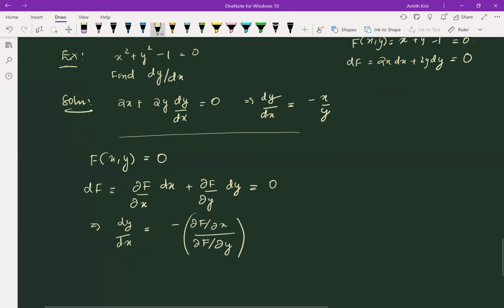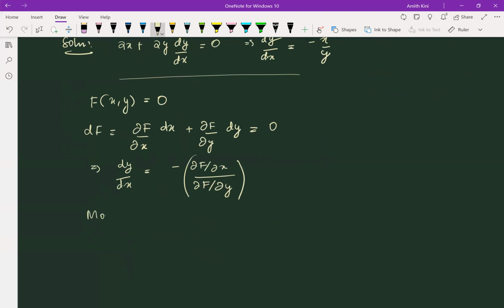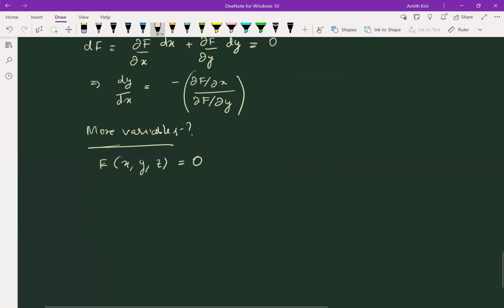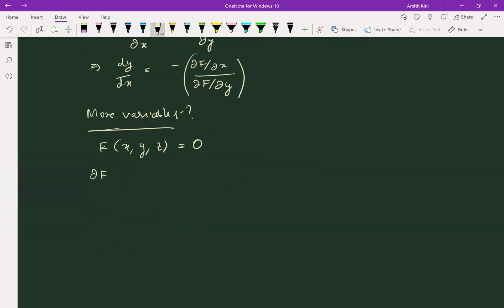So what if there are more variables? This part we have learned in school itself. We know that. But with more variables, what will happen? Let's say you have a constraint between 3 variables, f of x, y, z equals 0. And this means you can write one of the variables in terms of the other two.